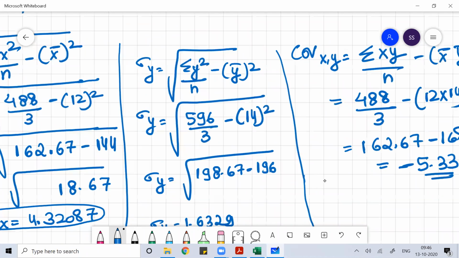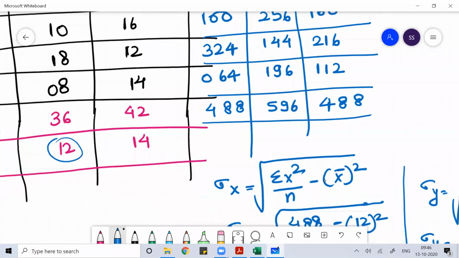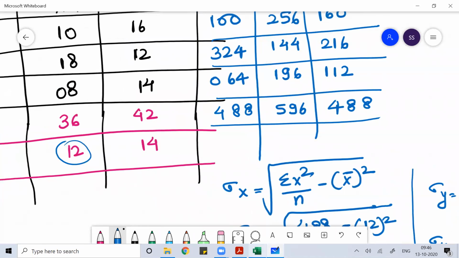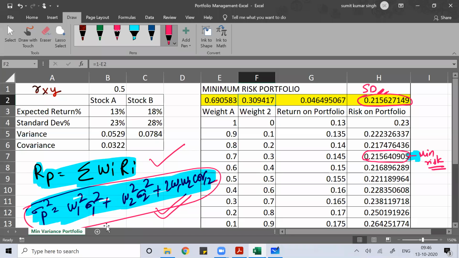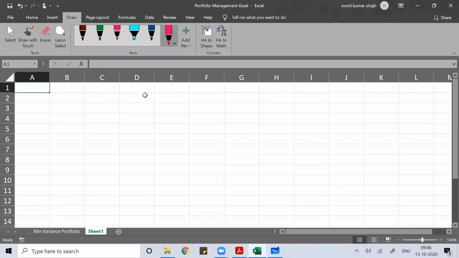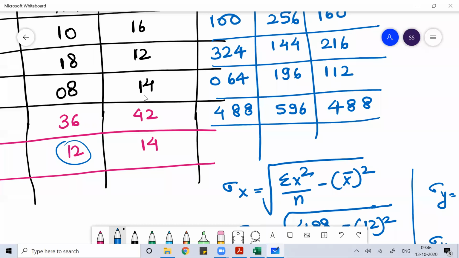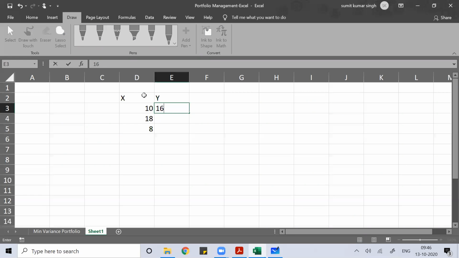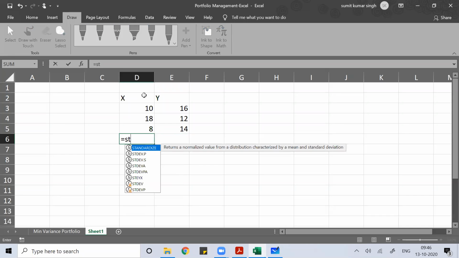So I can confirm my values. Return on x, return on y. X is 10, 18, 8. Y is 16, 12, 14. Okay. So what is the standard deviation?